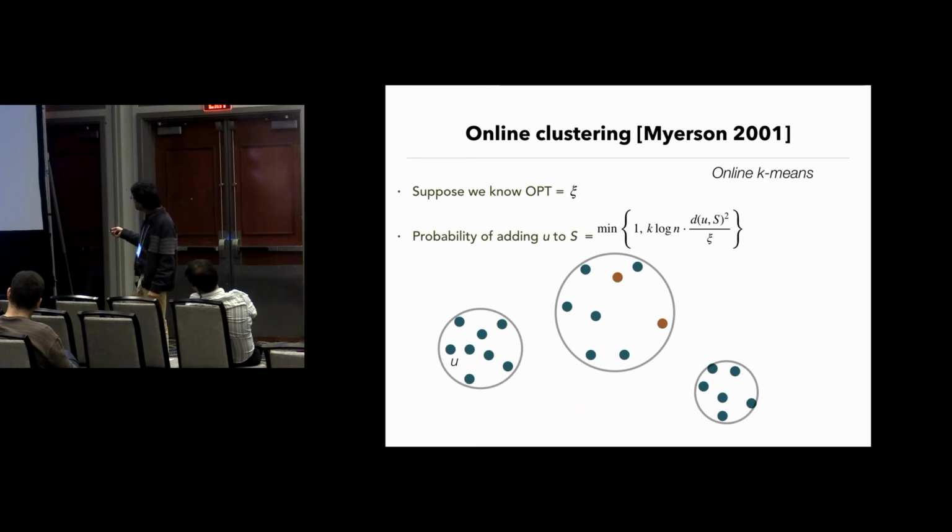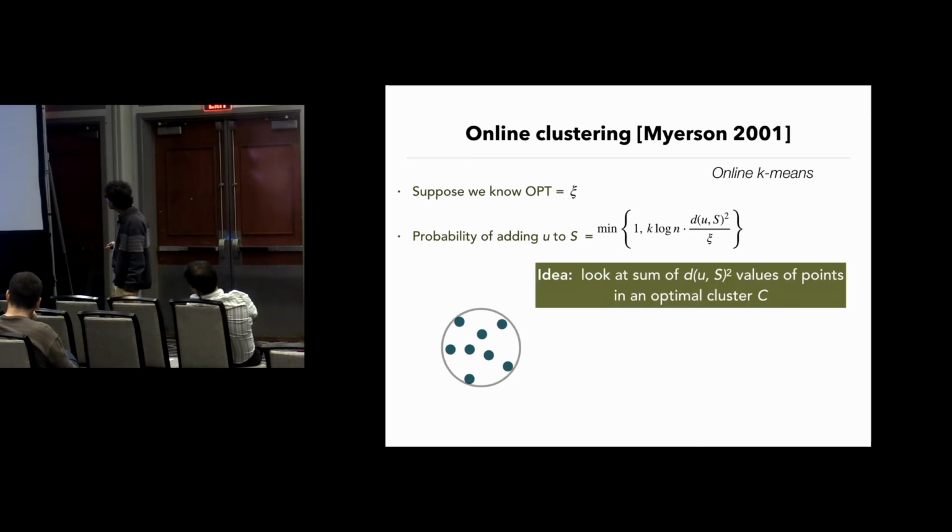So suppose you know the value of the optimum. What he said is, let's say you add a point u that you see to the set S with probability proportional to the squared distance of u to all the points you've chosen so far divided by this guess for the optimum, times some multiplicative factor which is essentially k. And you threshold it at 1 because these are probabilities. And suppose you just do this for every point. The claim is that this actually yields a good competitive algorithm for k-means.